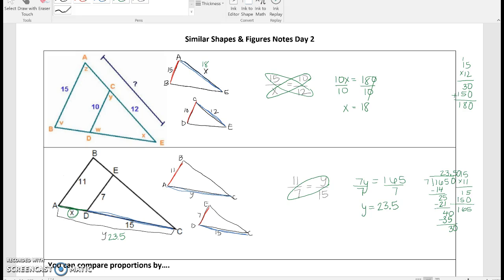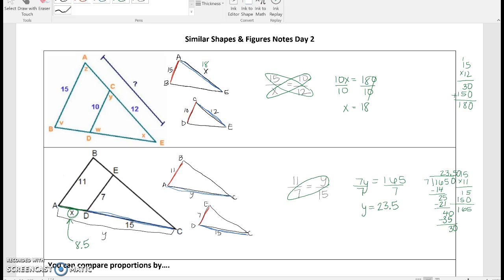So that operation then is going to be subtraction, right? So 23.5 minus 15.0. Gotta line up your decimal. 5 minus 0 is 5. Borrow 13. 5 is 8. So x, the side length x, is 8.5. All right, let's move on to the next piece.